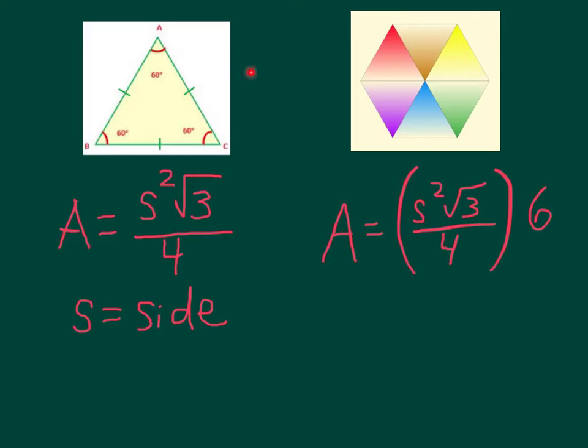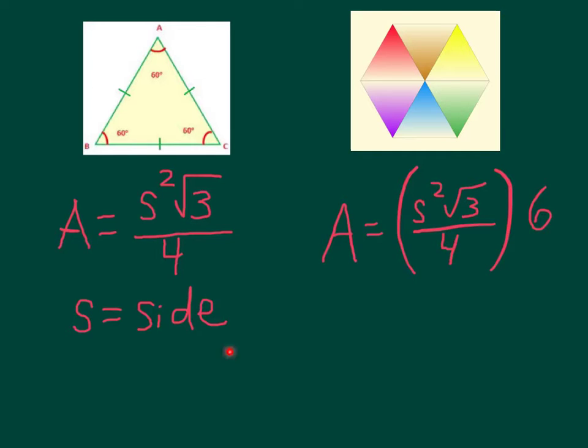So the first shape is our equilateral triangle. The formula for the area of an equilateral triangle is you take any side, we'll call it S, square that side, multiply it by the square root of 3, and divide by 4. Now that probably sounds crazy. You're like, what about 1/2 base times height? But just be patient. We're doing that on a coming slide.